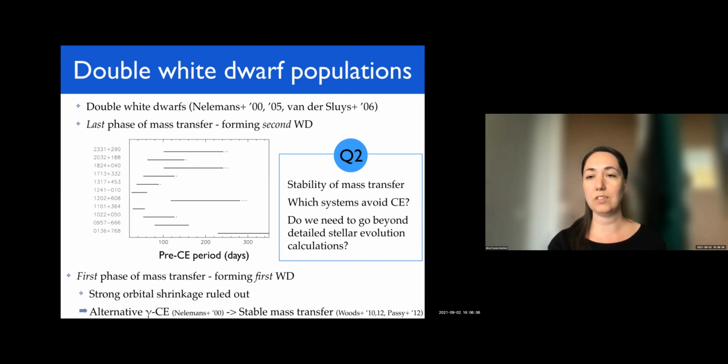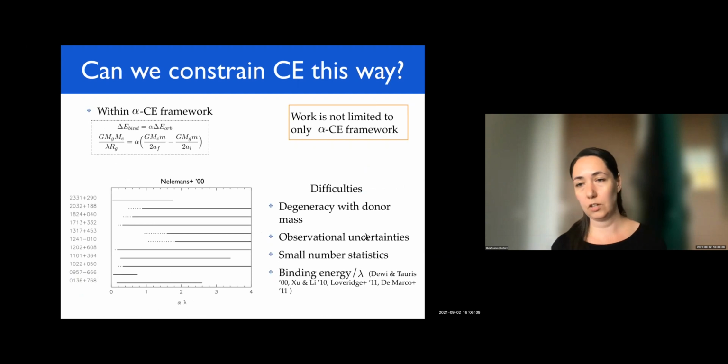if you have those two quantities, you could also constrain the common envelope efficiency itself. Now, you have to then assume a certain common envelope framework. And of course, the typical one is the alpha common envelope framework. But I just want to mention that this is not limited to just one framework. We can try alternative dependencies as well. But if you assume the alpha common envelope framework, then here again, for those same systems, you see the derived alpha lambda.